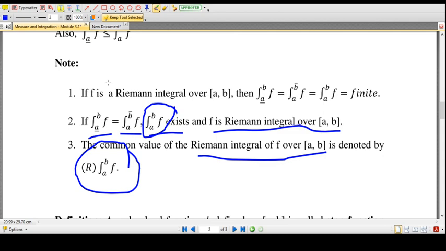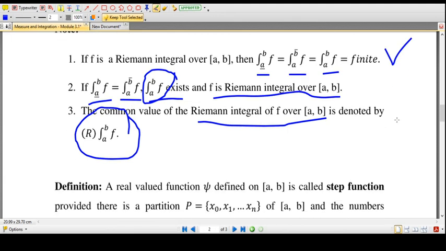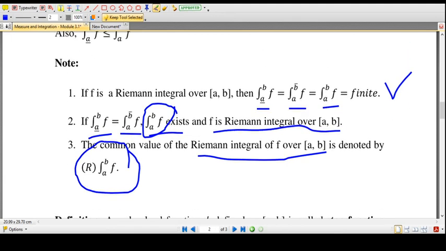Conversely, if f is Riemann integrable over the closed interval [a, b], then the lower Riemann integral and the upper Riemann integral are equal, and it is equal to the integral over a to b of f, which is finite. So okay, thank you.